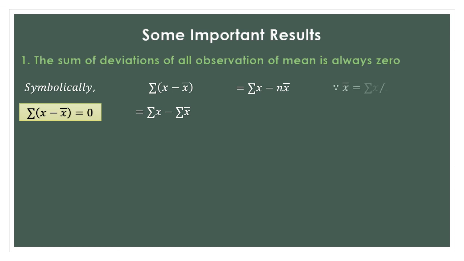Now just remember the formula for x bar, which is summation x divided by n. And what if I change the side of n to the opposite? It becomes n x bar is equal to summation x. This means that the value of n x bar and summation x is equal. And what happens when we subtract two equal values? The answer is 0. Because n x bar and summation x always have equal values, their subtraction becomes 0. So ultimately it is a proof that summation x minus x bar is always 0. So the sum of deviations of all observations from the mean is always 0.